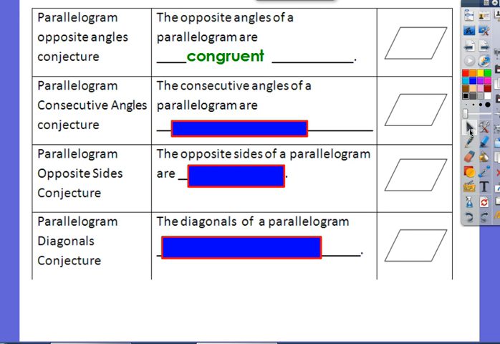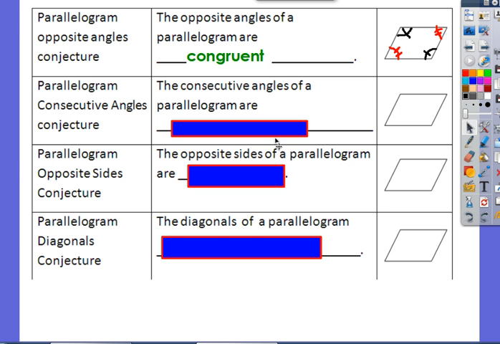Now, a couple things, and I want you to write these down. You do not have to draw that last drawing. Here are the conjectures. The first is the parallelogram opposite angles conjecture. The opposite angles of a parallelogram are congruent. So that means that the angles opposite of each other are congruent, and then the other two are congruent. So you have two pairs of congruent angles, but they are not congruent to each other unless they're a special type of parallelogram. So that's what that looks like.